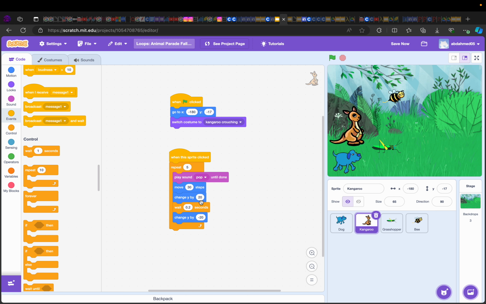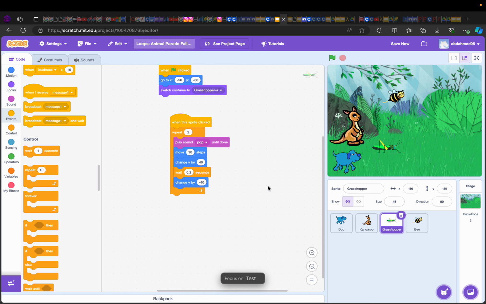and moves 30 steps, and then it changes the Y of the kangaroo by +20, waits for a while, and then changes it again by -20 to give the appearance of a hop. I think that's where I had some trouble implementing it, was trying to figure out how to give the appearance of a hop essentially. And so what I did was I basically just changed the Y coordinates momentarily, and then changed them back to sort of replicate a hop.